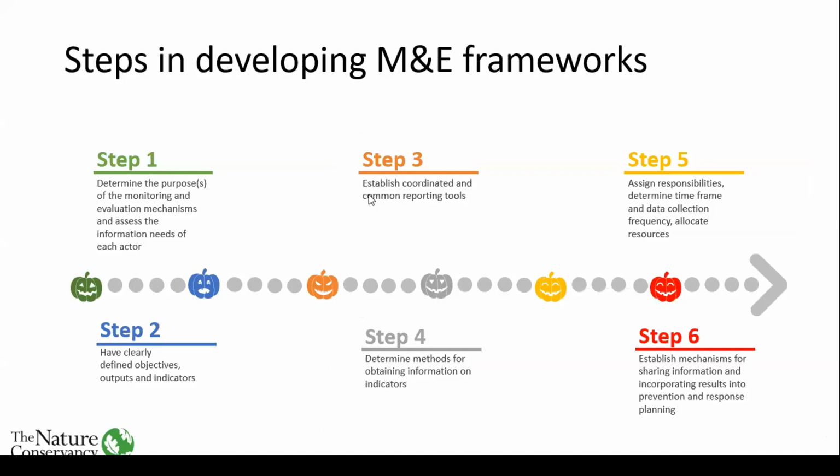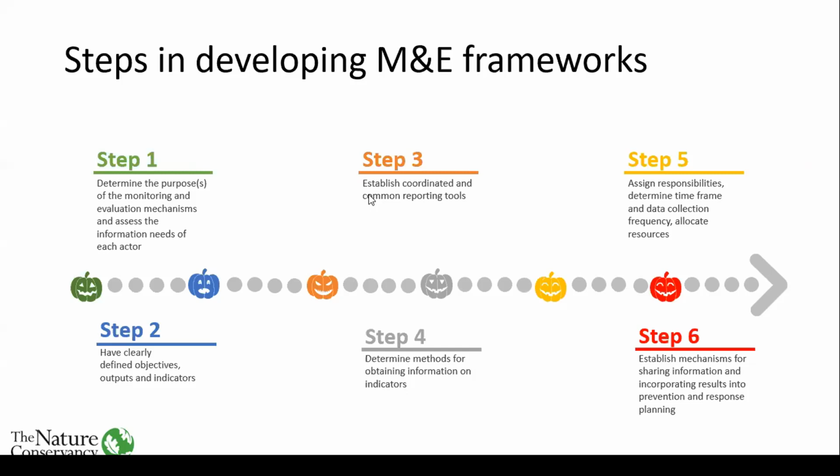So we have 6 steps when we are developing an M&E framework. These are 6 standard steps. The first step is you need to first of all determine the purposes of the monitoring and evaluation mechanism and assess the information needs of each actor. Step number 2 is to clearly define your objectives, outputs, and your indicators.